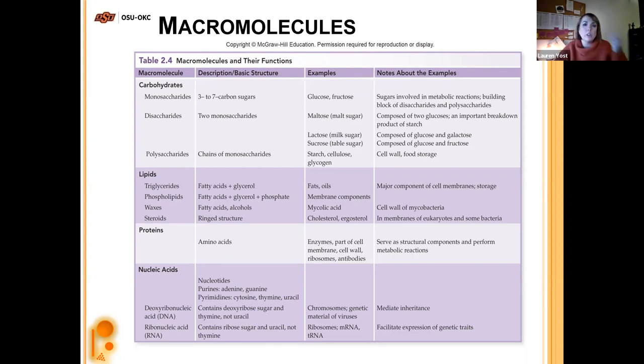So if it's sugars, right? We know glucose is a sugar. You know that fructose is a sugar. If it's something like that, maltose, lactose, sucrose, all of these are sugars. Yeah, that's a carbohydrate. It's the same thing, okay?